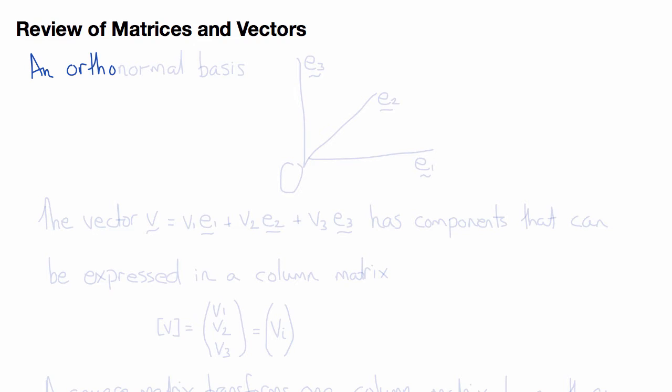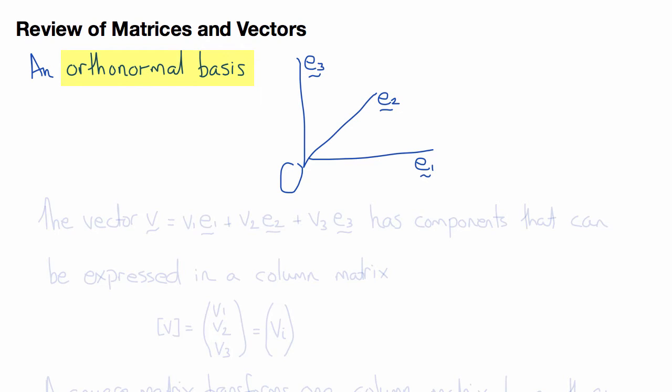So let's start with an orthonormal basis. That means an orthogonal set of right-handed Cartesian coordinates with an origin O and unit base vectors in the x, y, z directions, or x1, x2, x3 directions, labeled E1, E2, and E3.